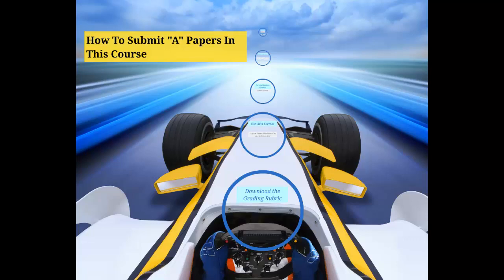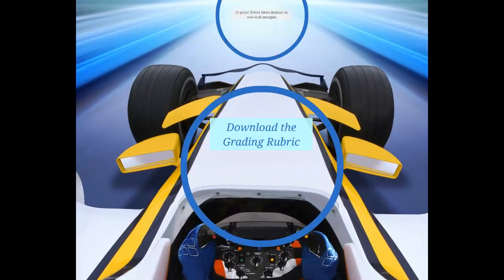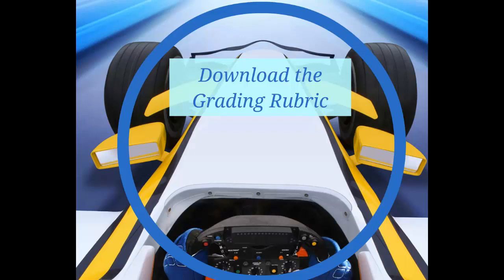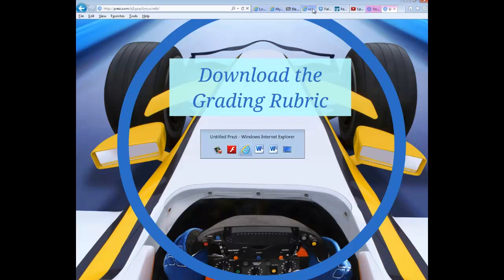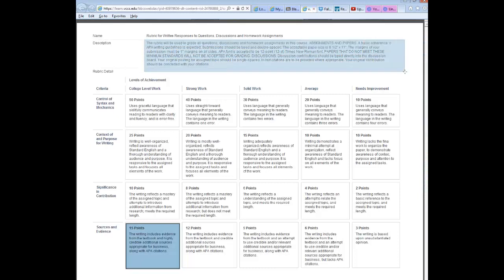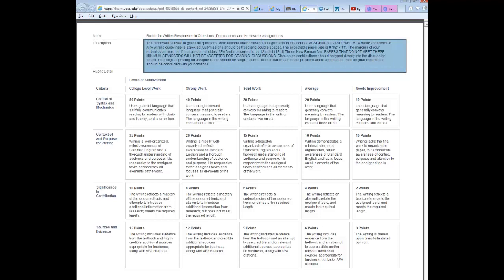So how do you submit A papers in this course? Well, first of all, you need to download the grading rubric for written responses to questions, discussions, and homework assignments. And the rubric is your roadmap to an A. You will notice in the rubric at the top that it states that your paper should be submitted in APA format. And that means that your paper size should be 8.5 by 11 with 1-inch margins on all sides. Your fonts should be 12-point Times New Roman font, and most word processing software programs will have that font available as one of their default fonts. And that is the first thing I check when I open your submission.